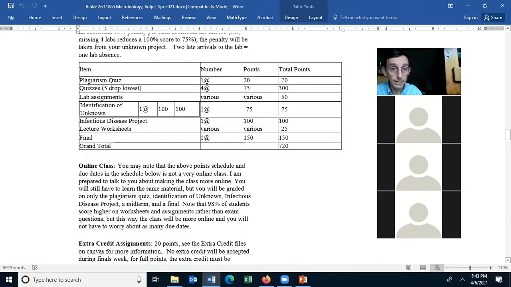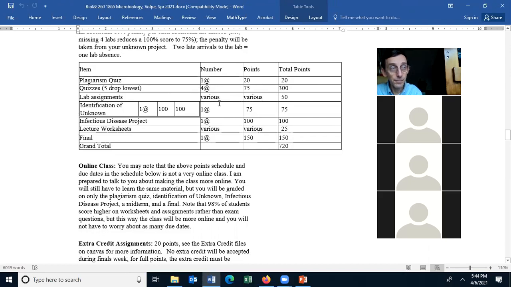And so the total breakdown of points: plagiarism quiz, 20 points. Quizzes, there's 5, but you drop the lowest one, so only 4 count, 75 points each for 300 points. The lab assignments, there's various numbers of them, 1 for each lab. They're worth 50 points, so I think I can actually change that to 10 now, 5 points each.